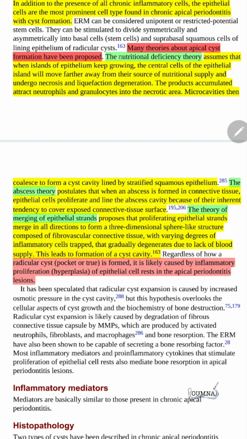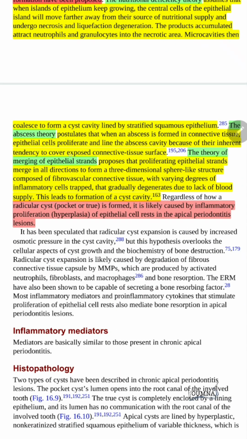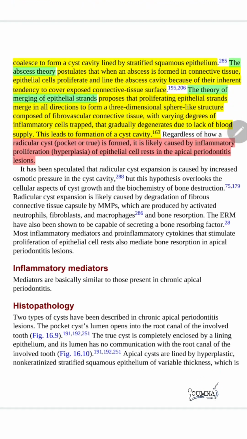The first one is the nutritional deficiency theory that assumes that when islands of epithelium keep growing, the central cells of the epithelial islands will move farther away from their source of nutritional supply and undergo necrosis, degeneration. The products accumulated attract neutrophils and granulocytes into the necrotic area. Then microcavities are formed and the cyst cavity is lined by a stratified squamous epithelium.